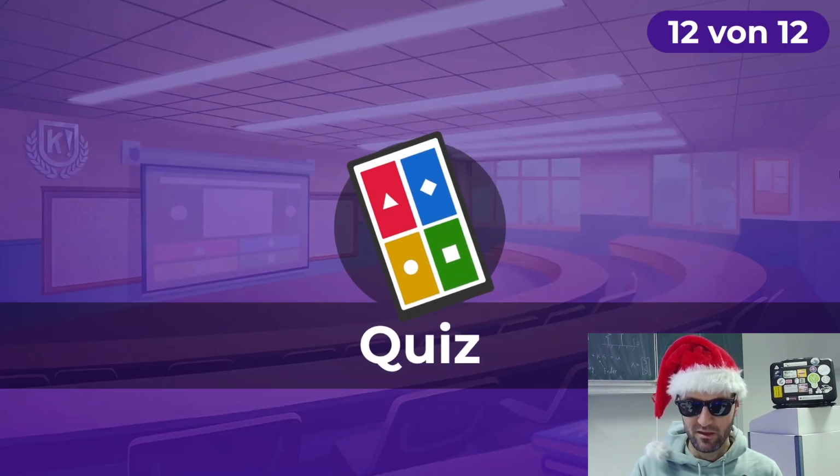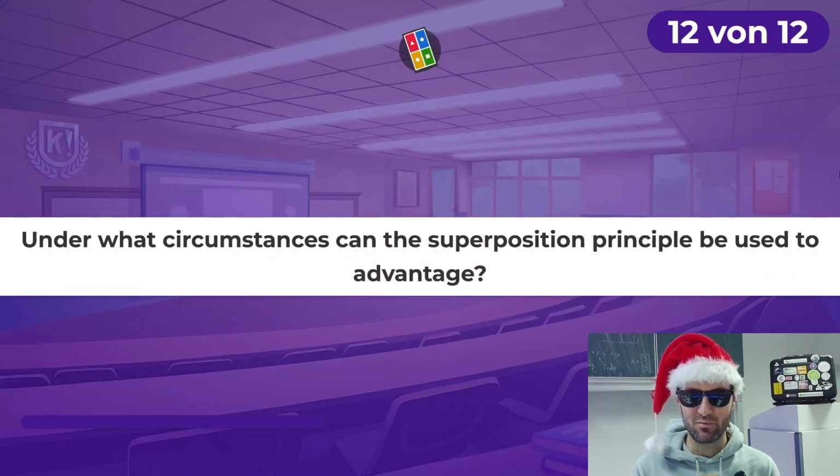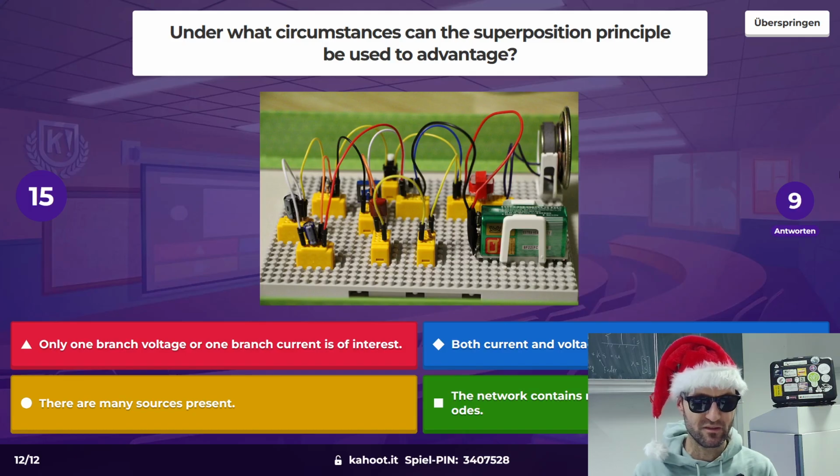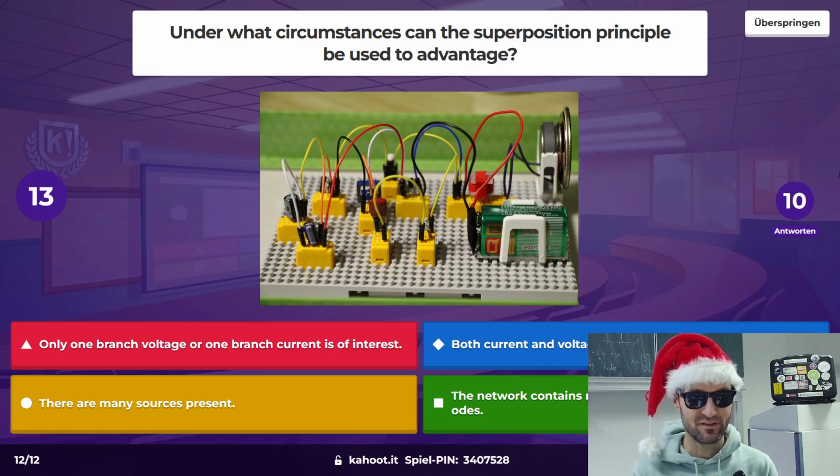So now we come to the final question, question 12 of 12. Under which circumstances can the superposition principle be used to advantage? If only one branch voltage or one branch current is of interest, if both current and voltage sources are present, if there are many sources in our circuit, or if the network also contains nonlinear components such as diodes.